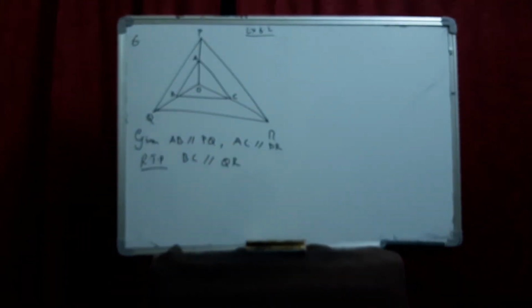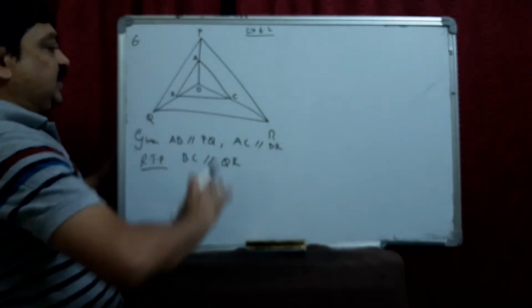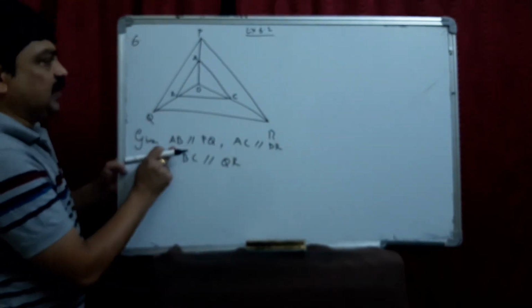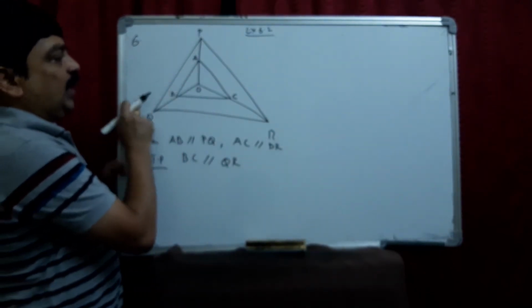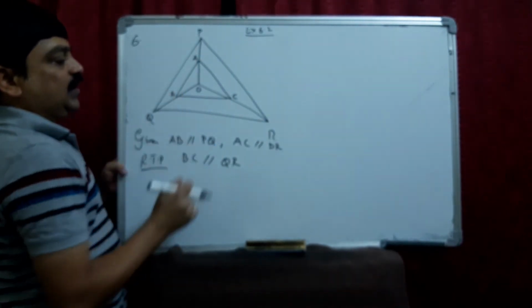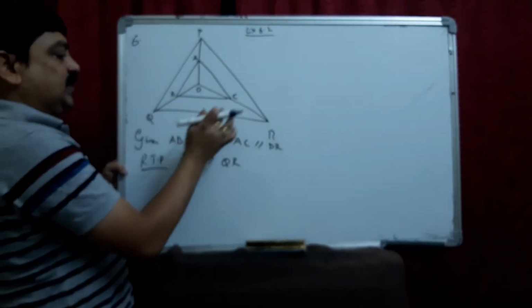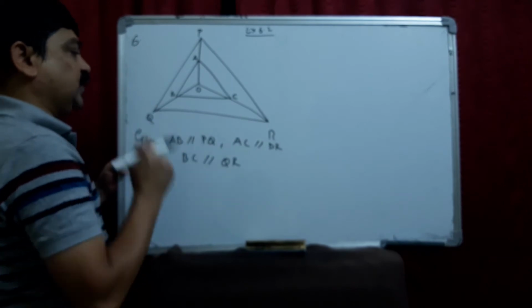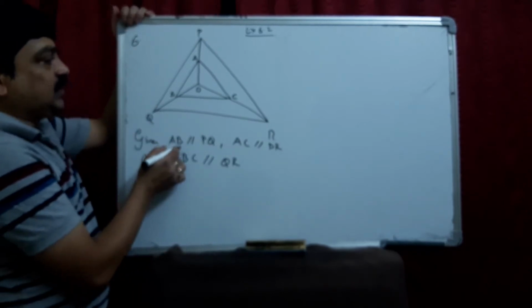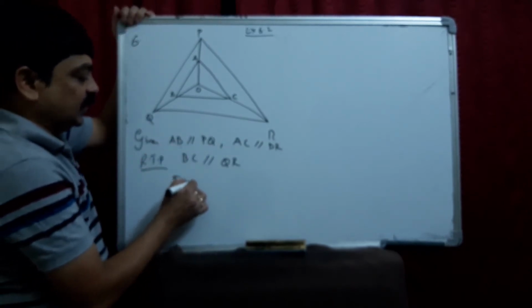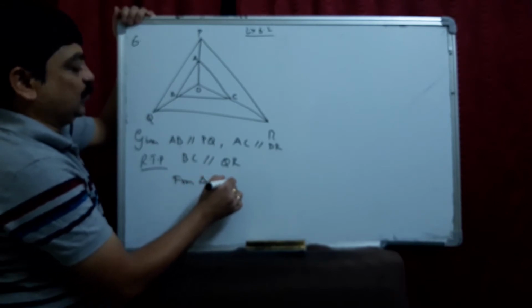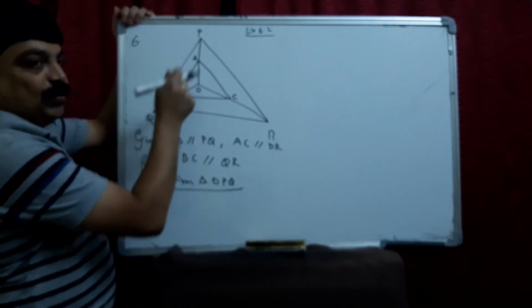See, in the sixth question, what is given here? The figure is given like this, and these are given. AB is parallel to PQ, and AC is parallel to PR. And you are asked to prove that BC is parallel to QR. So first, to apply the first condition, I have to consider triangle OPQ. Let us take triangle OPQ.